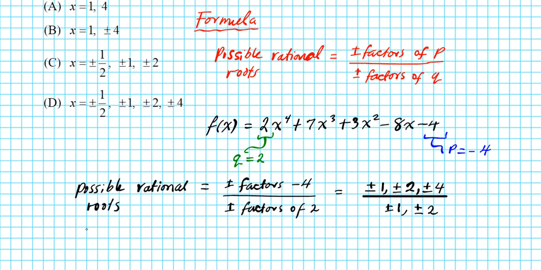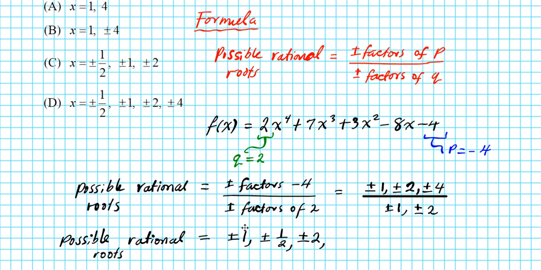Now, let's write down our possible rational roots. What you do here is you take one factor from the top and you divide it by all the factors in the denominator. And then you move on to the next one on the top, okay? So let's start with plus or minus 1. Plus or minus 1 over plus or minus 1 is plus or minus 1. Plus or minus 1 divided by plus or minus 2 is plus or minus 1 half. Plus or minus 2 divided by plus or minus 1 is plus or minus 2. Plus or minus 2 divided by plus or minus 2, 2 over 2, is 1.